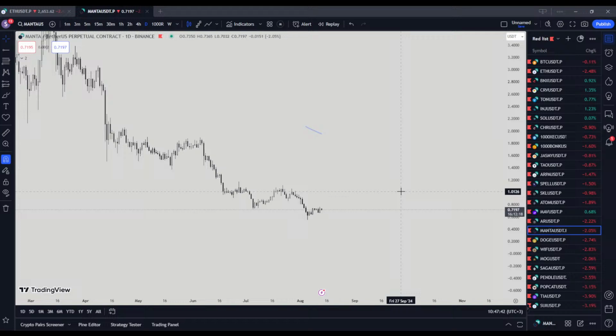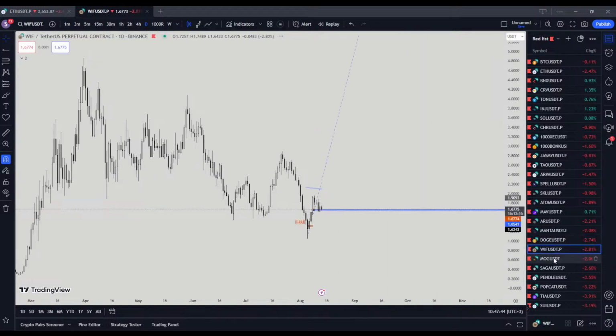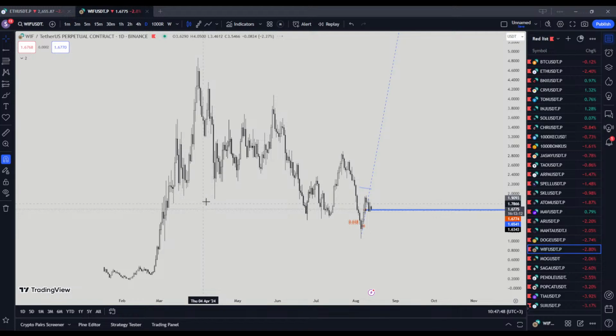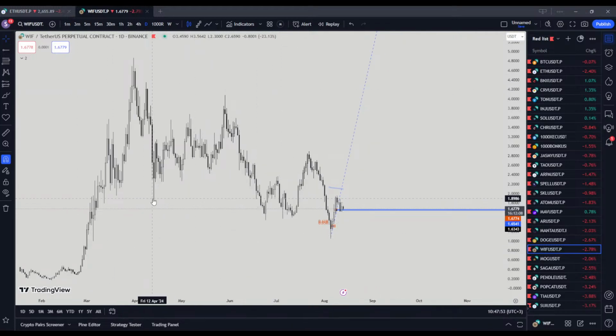Manta here is more like rejecting, so most likely it will go again for the low. Here you see, price is starting to reclaim pretty nicely on WIF. So one low, two lows, three lows, price is starting to reclaim the previous low, which is good. Now it's rejecting this one, so most likely price will retrace back to 61.8.